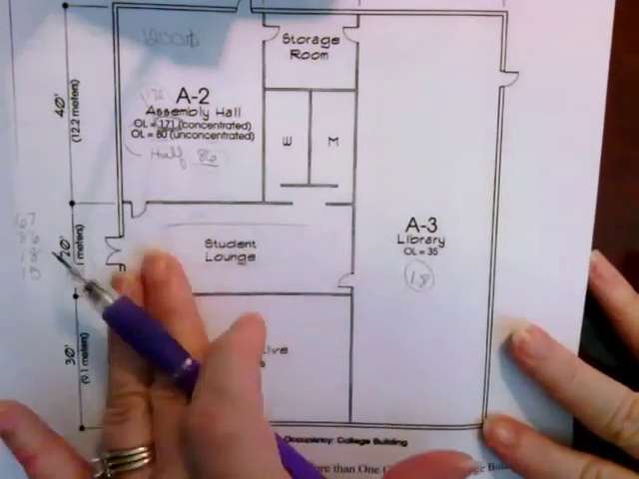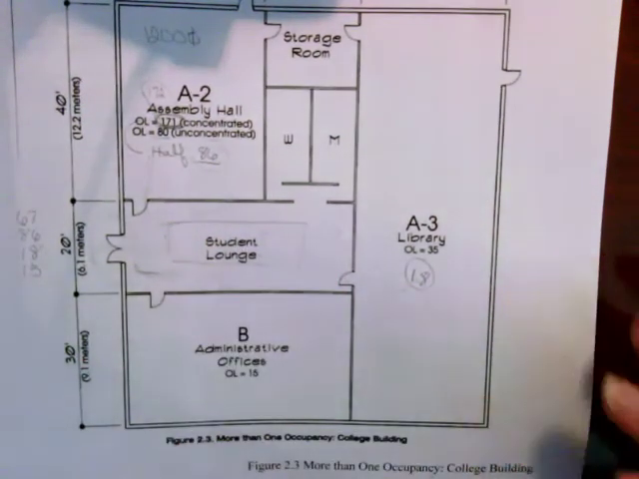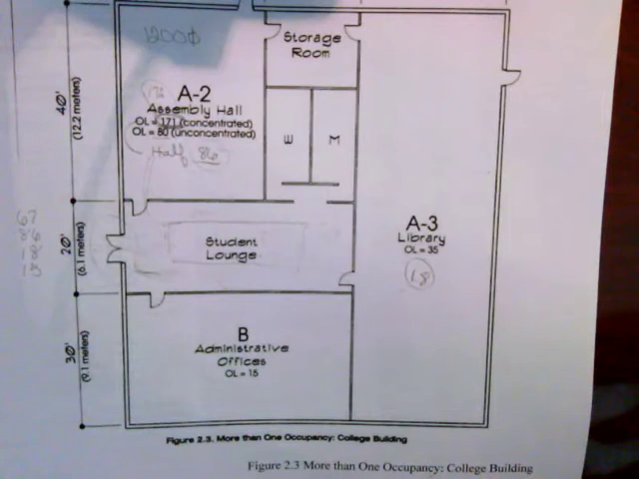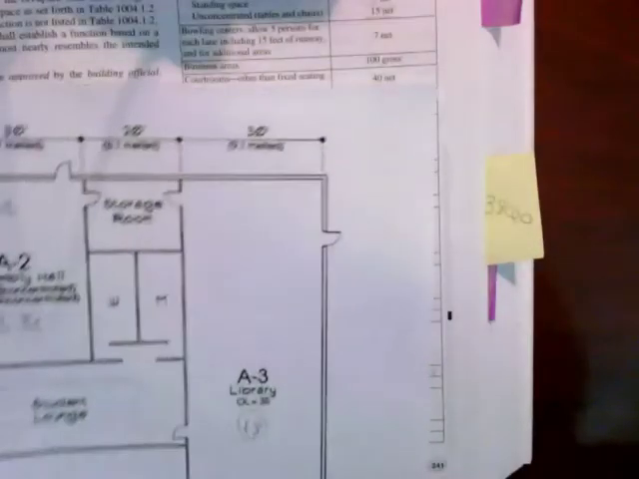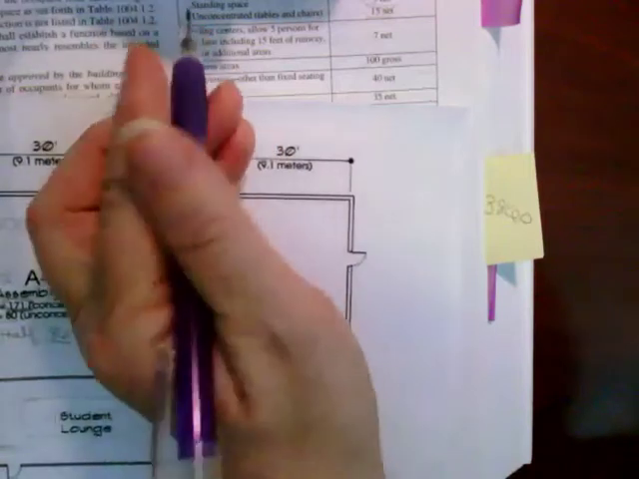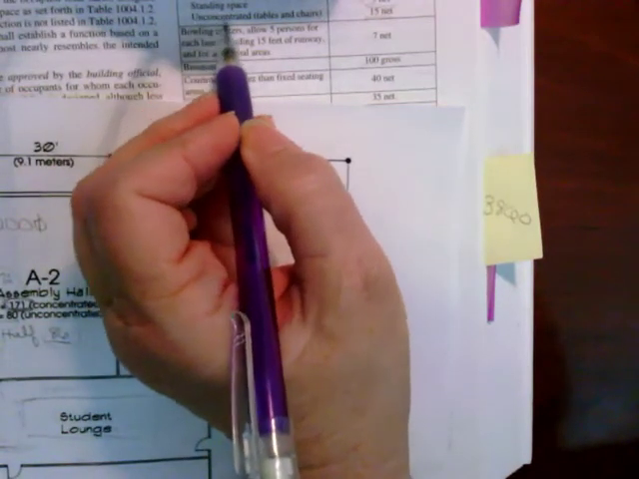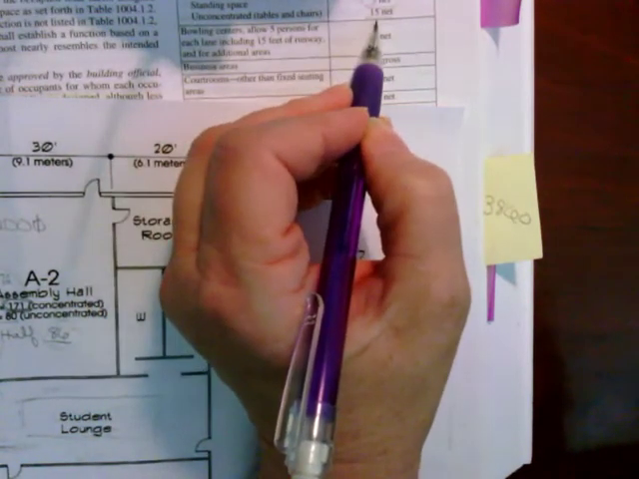So I've kind of erased mine, not having any seating here. As a gathering space, it's considered an assembly. You've been told this area is primarily used with tables and chairs, so according to the IBC table 1004.1.2, you use the load factor for assembly, unconcentrated, tables and chairs. If we look under assemblies, unconcentrated tables and chairs is 15 net.